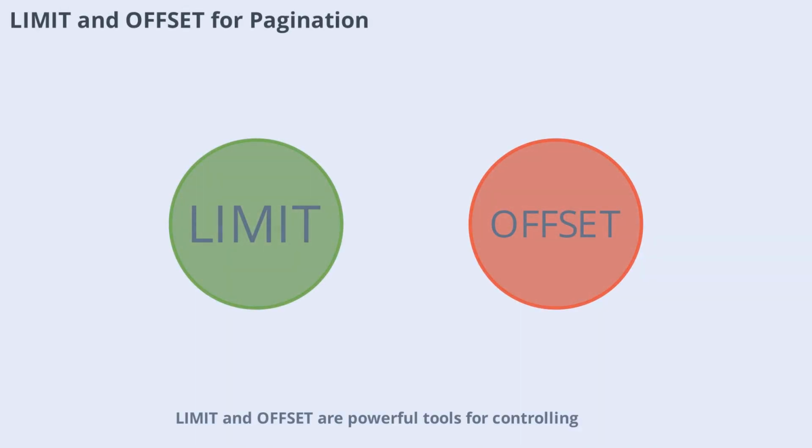LIMIT and OFFSET are powerful tools for controlling the number of rows returned by your query. LIMIT specifies how many rows to return, while OFFSET skips a specified number of rows. Together, they're used for pagination, allowing you to display results page by page. This is a common requirement in web applications and interview questions.